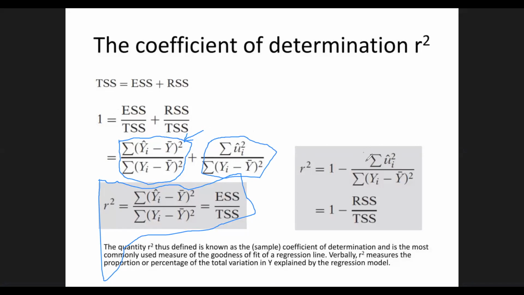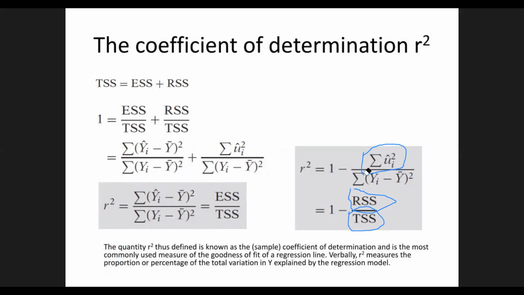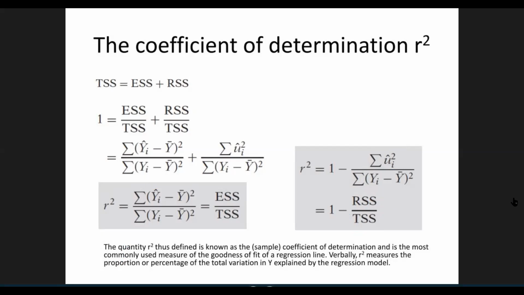So 1 minus, what is this? This is RSS, which means the residual sum of square. And this is the total sum of square. So finally, we have the formula for the R square, which is known as the coefficient of determination. And it is R square equal to 1 minus RSS divided by TSS.